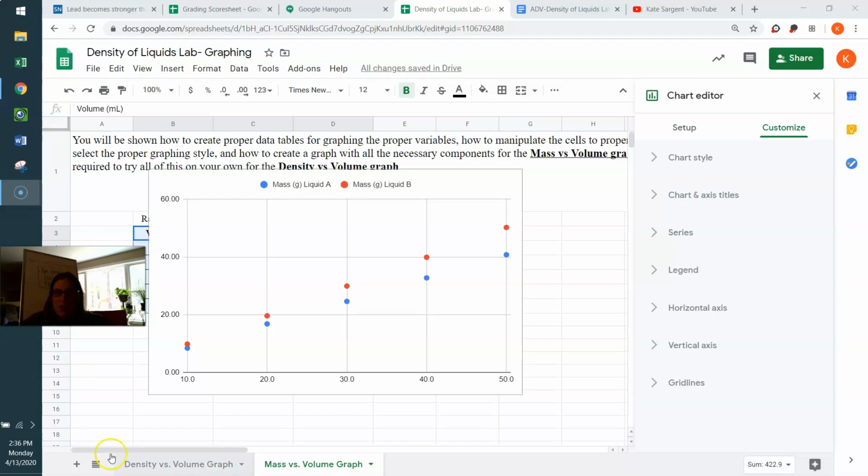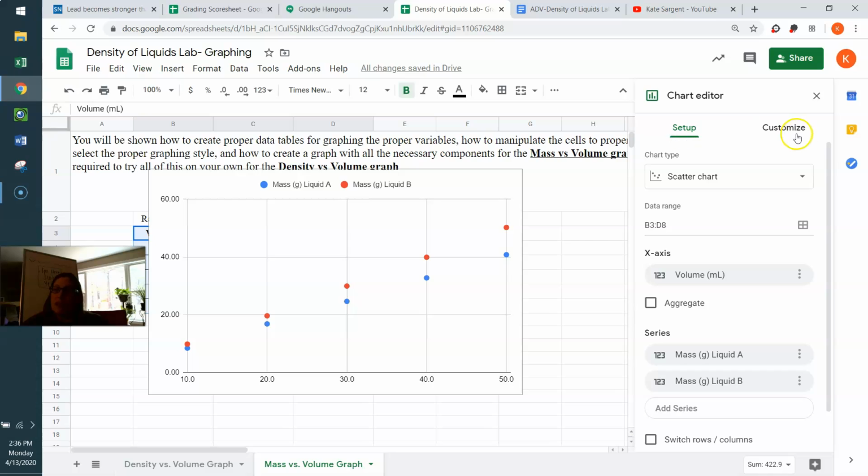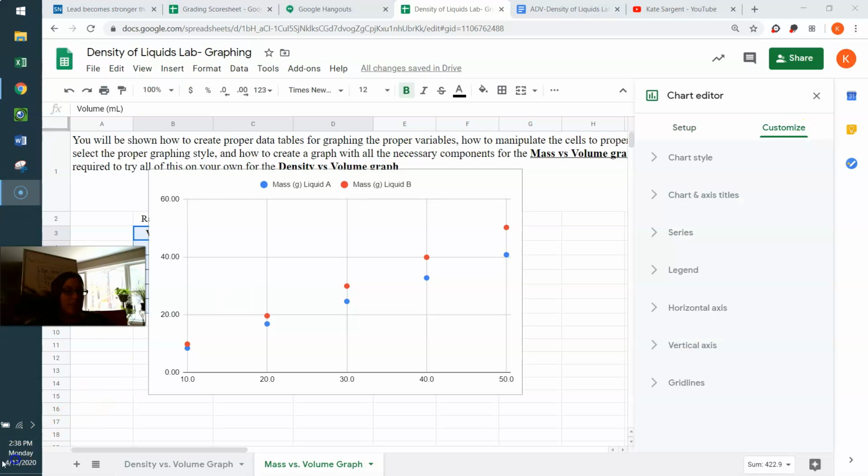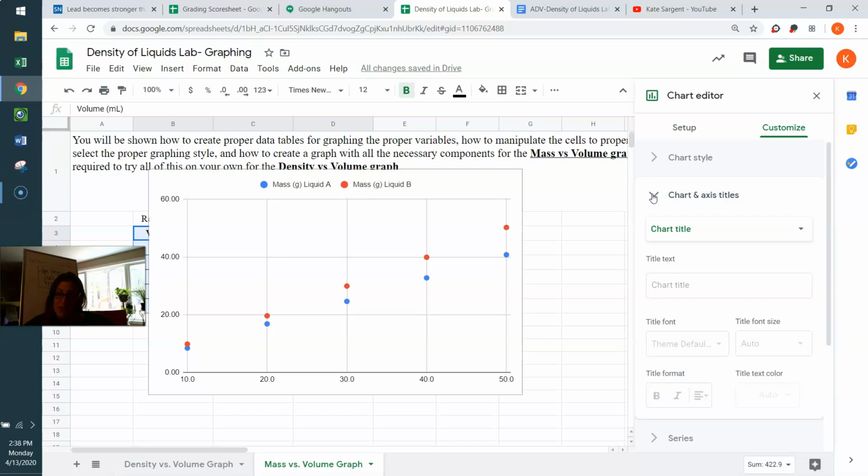Okay, so we got ourselves to this point here where we have just an unfinished graph, but everything else seems to look nice. So we go from our setup to customize. Okay, so we've moved from setup over to customize. Our chart style should be the scatterplot chart, so I'm not going to mess with that, but we are going to start with chart and axes titles.